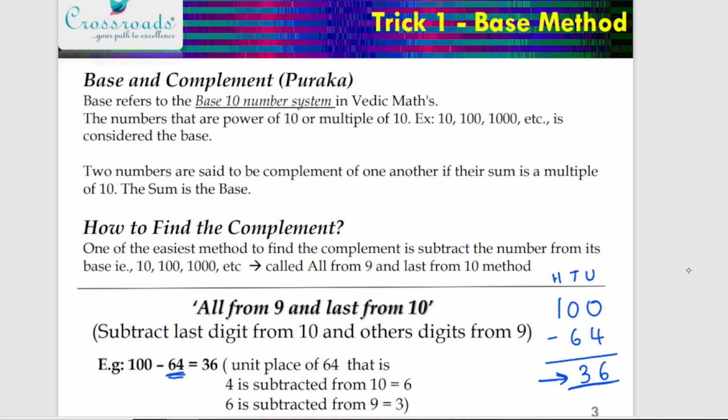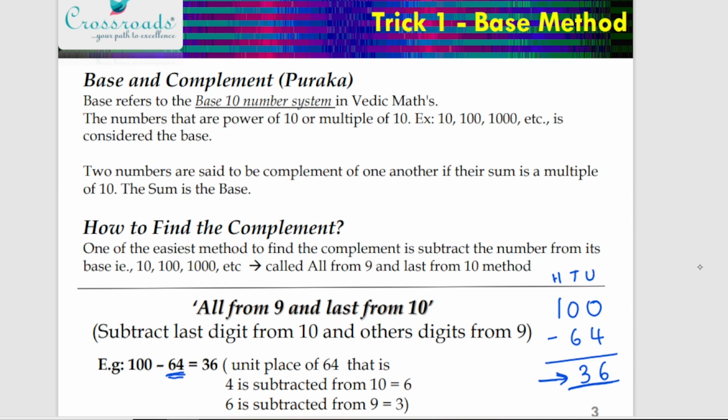So this is a widely used method. Say we are having smaller numbers, say 2-digit or 3-digit numbers, then the calculation is faster. But when you have larger numbers, say 10,000, 10 lakhs, 1 crore, and so on, and you have to find the Puraka or the complement, then the all from 9 and last from 10 method is the easiest method to find your complement or the Puraka.